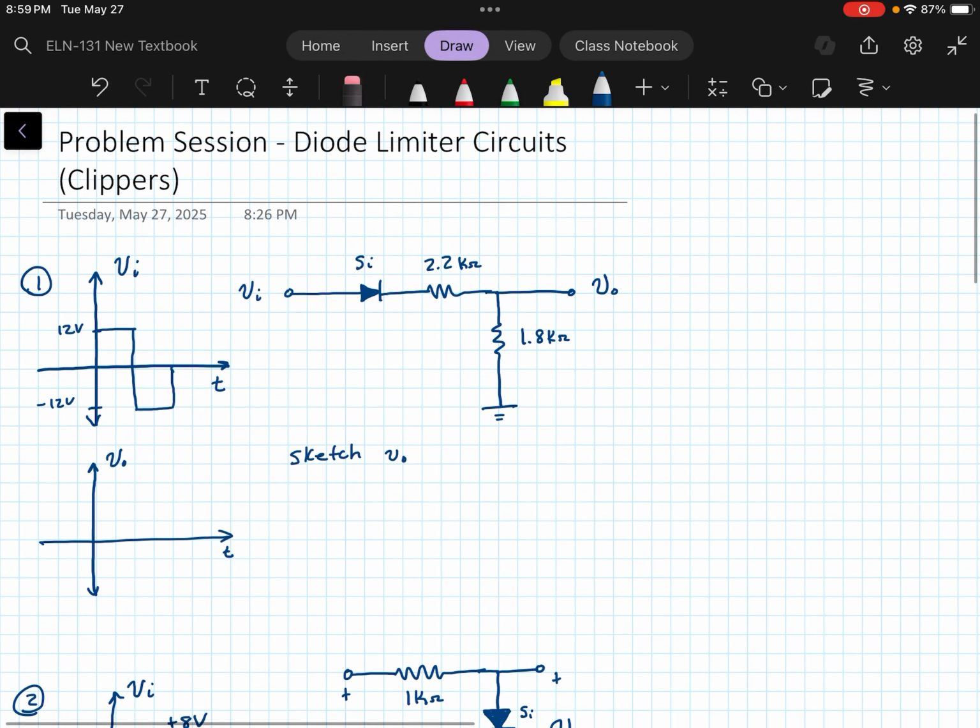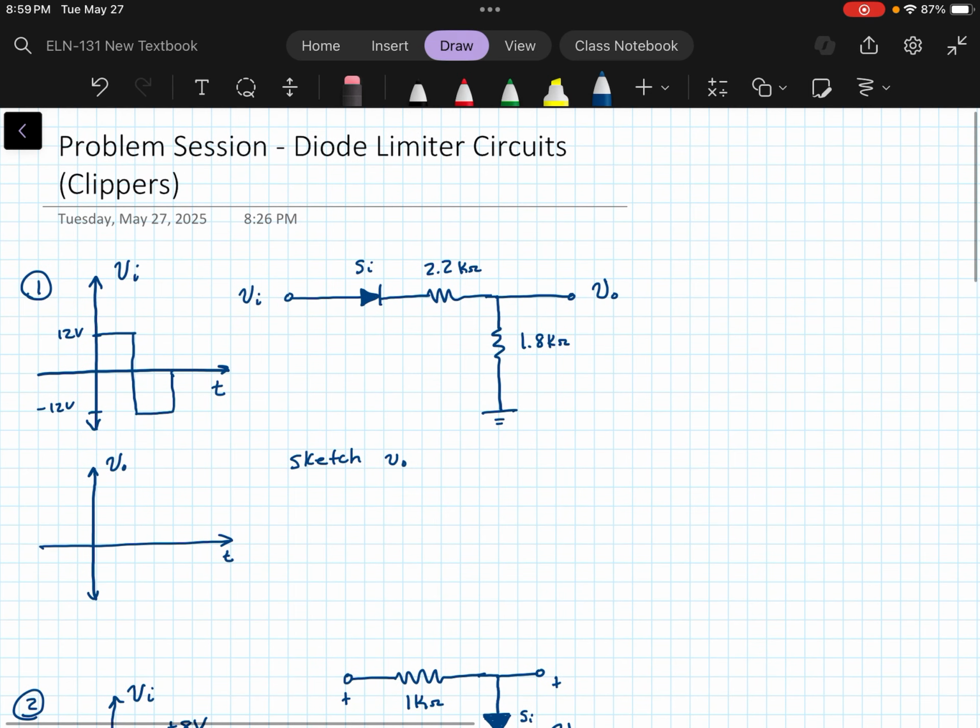Let's look at some diode limiter circuits, also called clippers. So in the first problem, we have the input is a square wave, and sometimes it's a little easier to see with a square wave what's going on than to jump in with the sine wave, but it's pretty much the same thing, but it's a little easier to visualize with a square wave, so I thought I'd start with that.